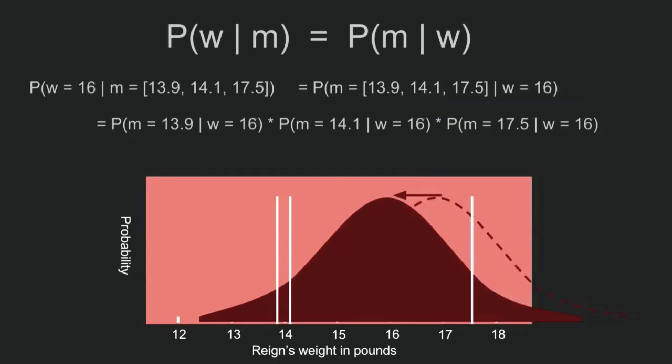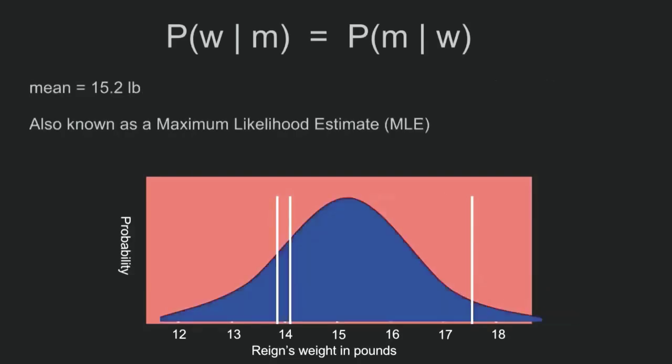We shift our belief over and say, well, what if she was 16.5 pounds? What if she was 16 pounds? And we recalculate it each time, multiplying all of those actual probabilities together. And then by the time we're done, this is what we've measured at each of those weights. This is the likelihood of each of those occurring. And you can see that the maximum likelihood occurs at 15.2 pounds.